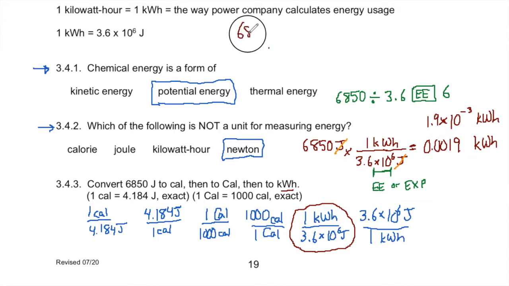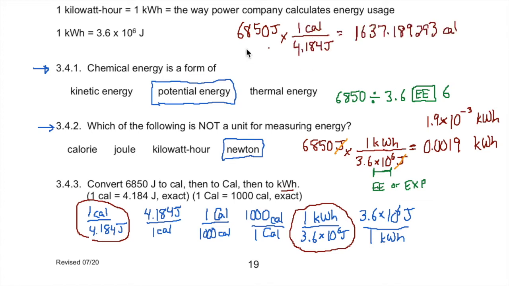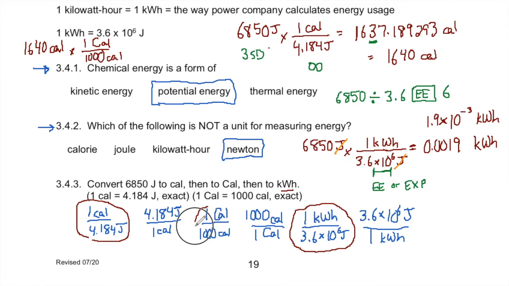Let's go ahead and convert it to calories. Again, we want to cancel joules, so we'll use this conversion factor with joules on the bottom. And here our beginning measurement has 3 significant digits. The conversion factor is exact, so we will round it to 3 significant digits. So that is 1,640 calories. Now for the last conversion, let's do it over here. Converting it to nutritional calories, we'll use this one. So it's only 1.64 nutritional calories.